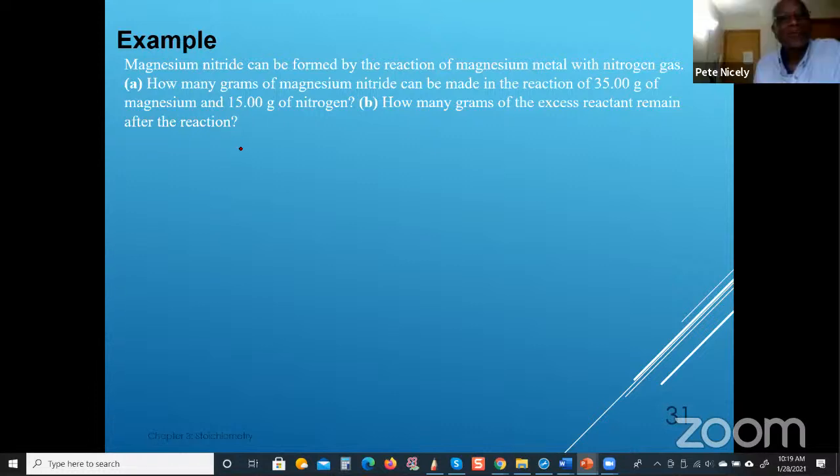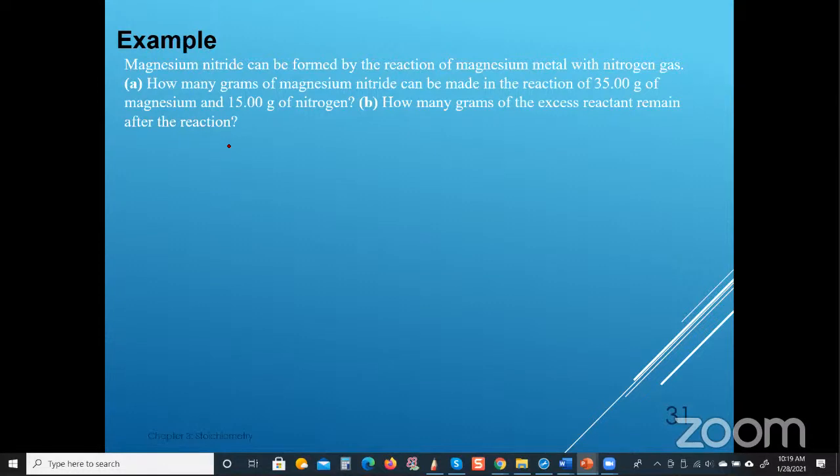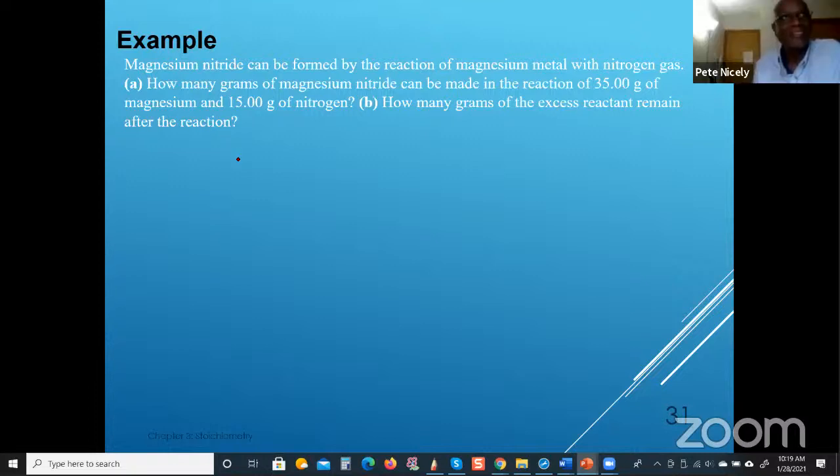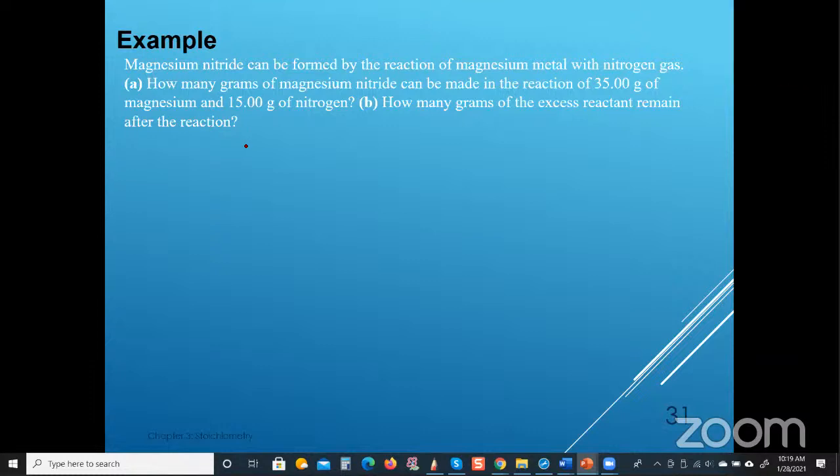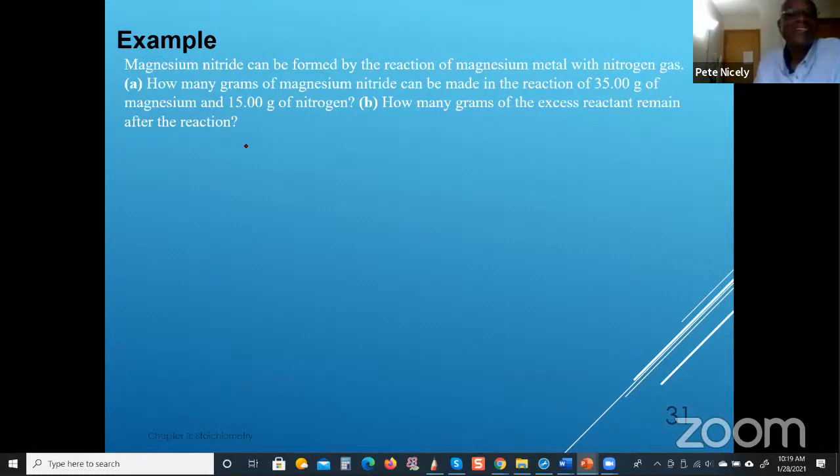Let me give you a hint. You have to write a what? Formula? Well, not just a formula. You have to write down a what? You have to figure out a balanced equation. All right? You cannot solve any stoichiometric type problem without figuring out the balanced equation, because the balanced equation will give you the mole ratios that you're going to need.